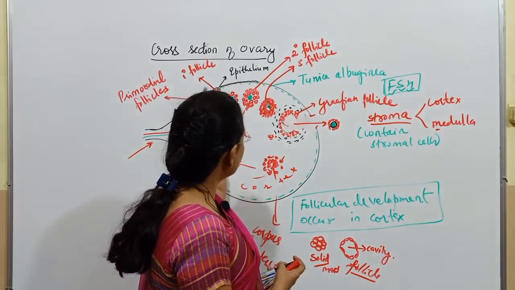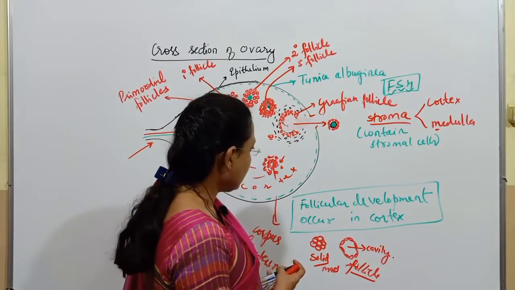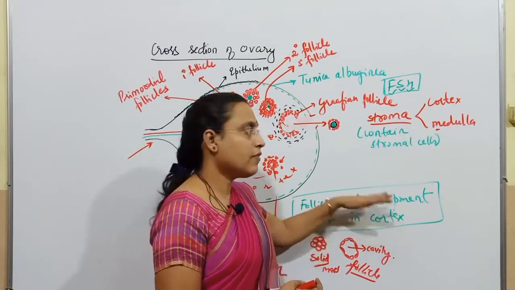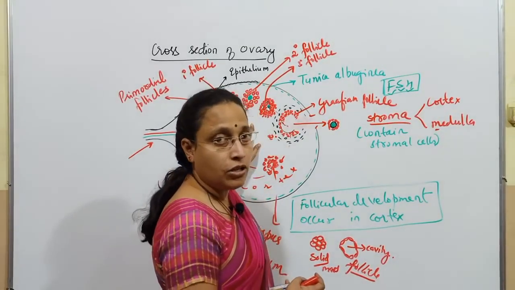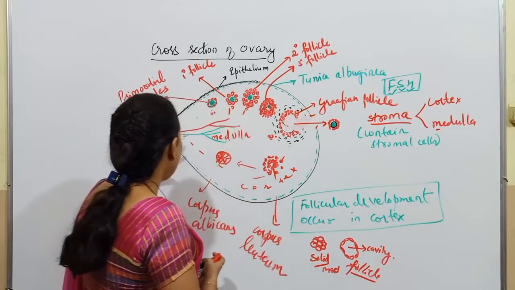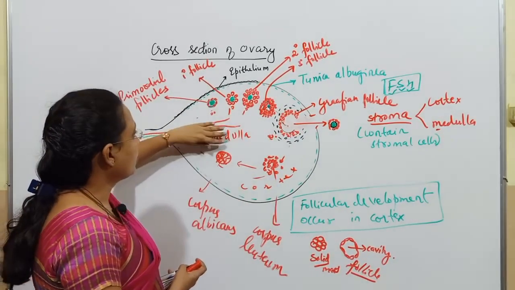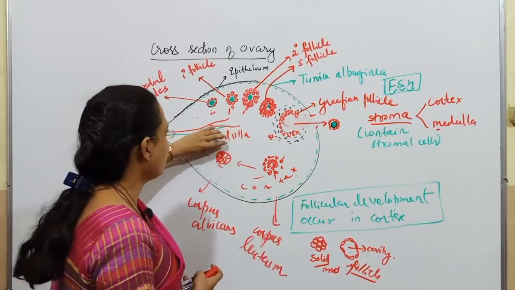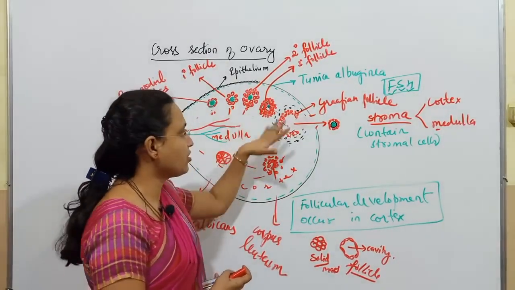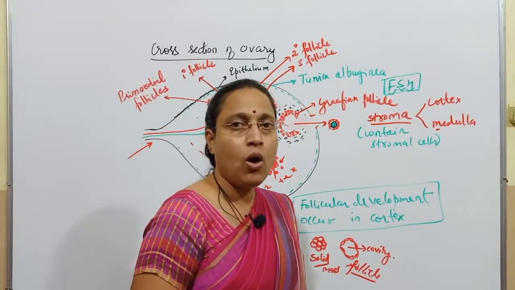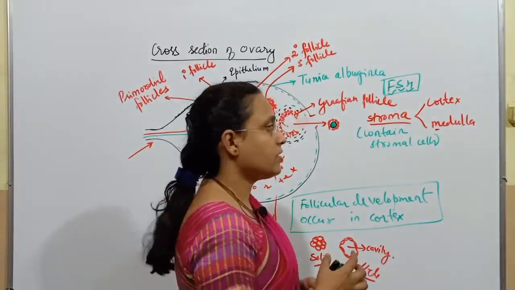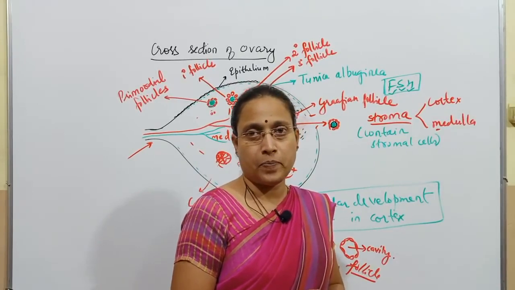So you can see all this development is taking place in the cortex. And of course, the medulla will be rich in stromal cells, and all of the blood supply goes, the bigger branches will remain here, then as distribution of the smaller branches reach the periphery of the ovary. So this was about the cross section of the ovary.